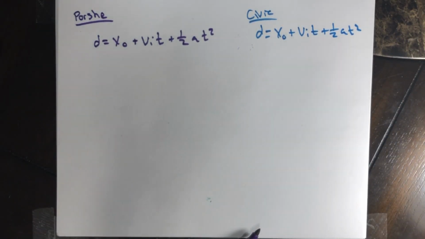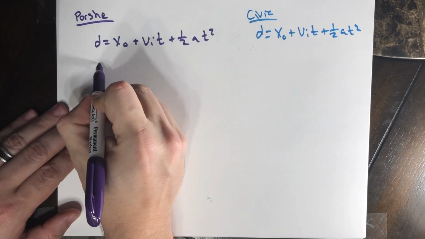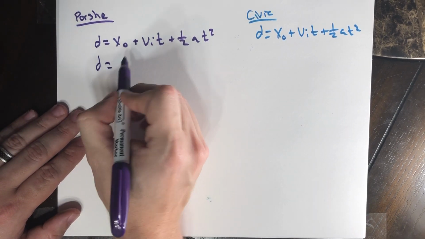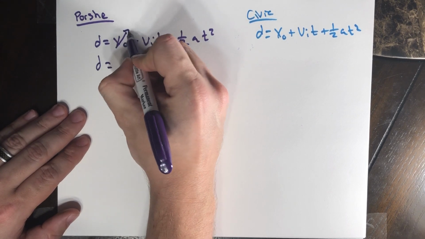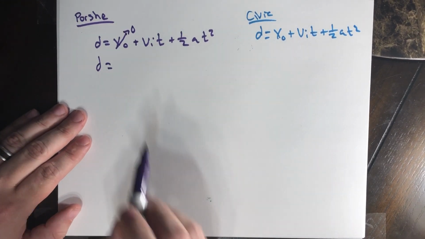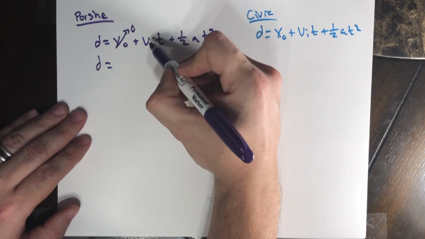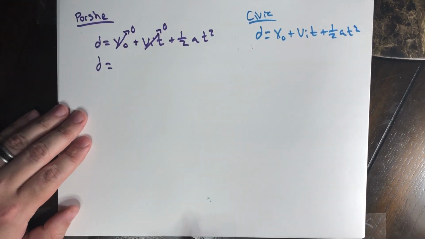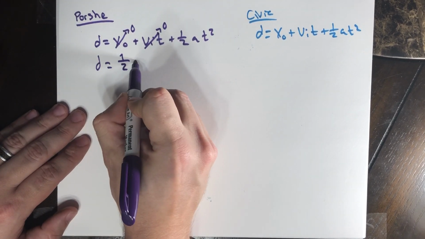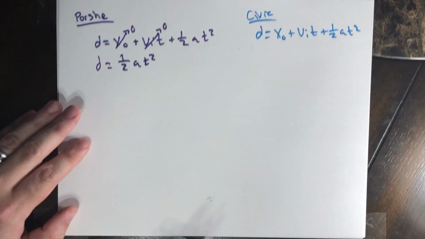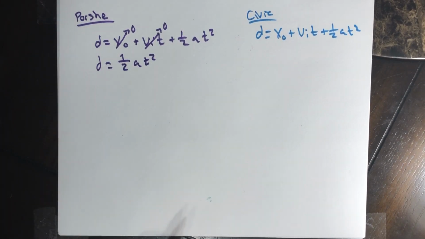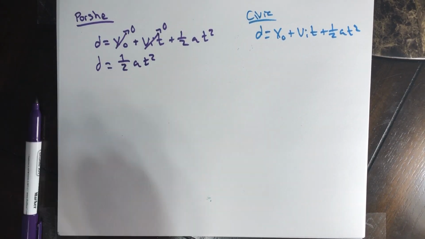Okay, so now we can start trying to figure out what we can use and what we can't use. If we're looking at the Porsche, its initial position is 0, right? So that goes away because it's starting at the stoplight. Our initial velocity, well, it's not moving, so that's 0. So what are we left with? 1/2 of the acceleration times time squared. So that's our equation to find the displacement of the Porsche as time goes by.